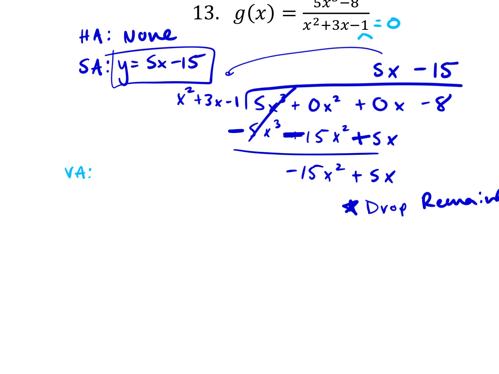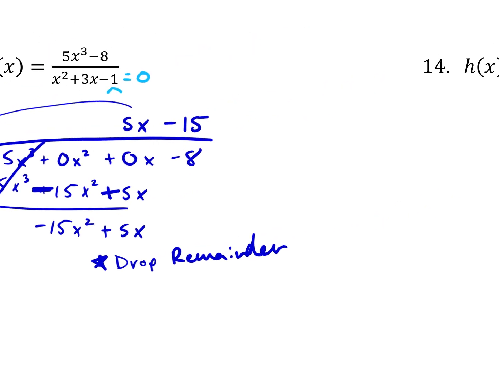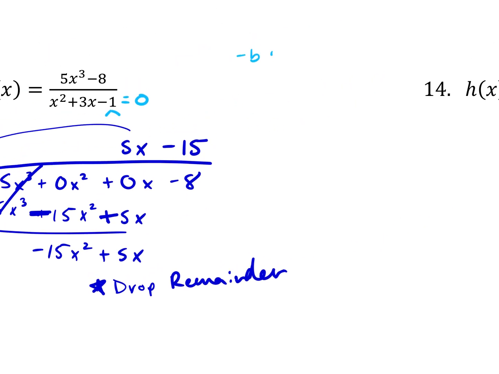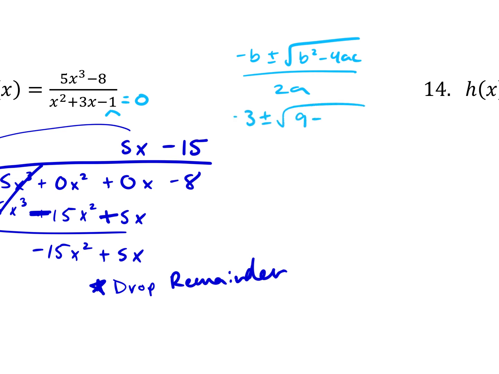So let's find out. So our quadratic formula, I'll do it over here, would be negative b plus or minus the square root of b squared minus 4ac over 2a. So we have negative 3 plus or minus the square root of 9 minus 4 times 1 times -1 over 2 times 1. So negative 3 plus or minus the square root of 13 over 2.